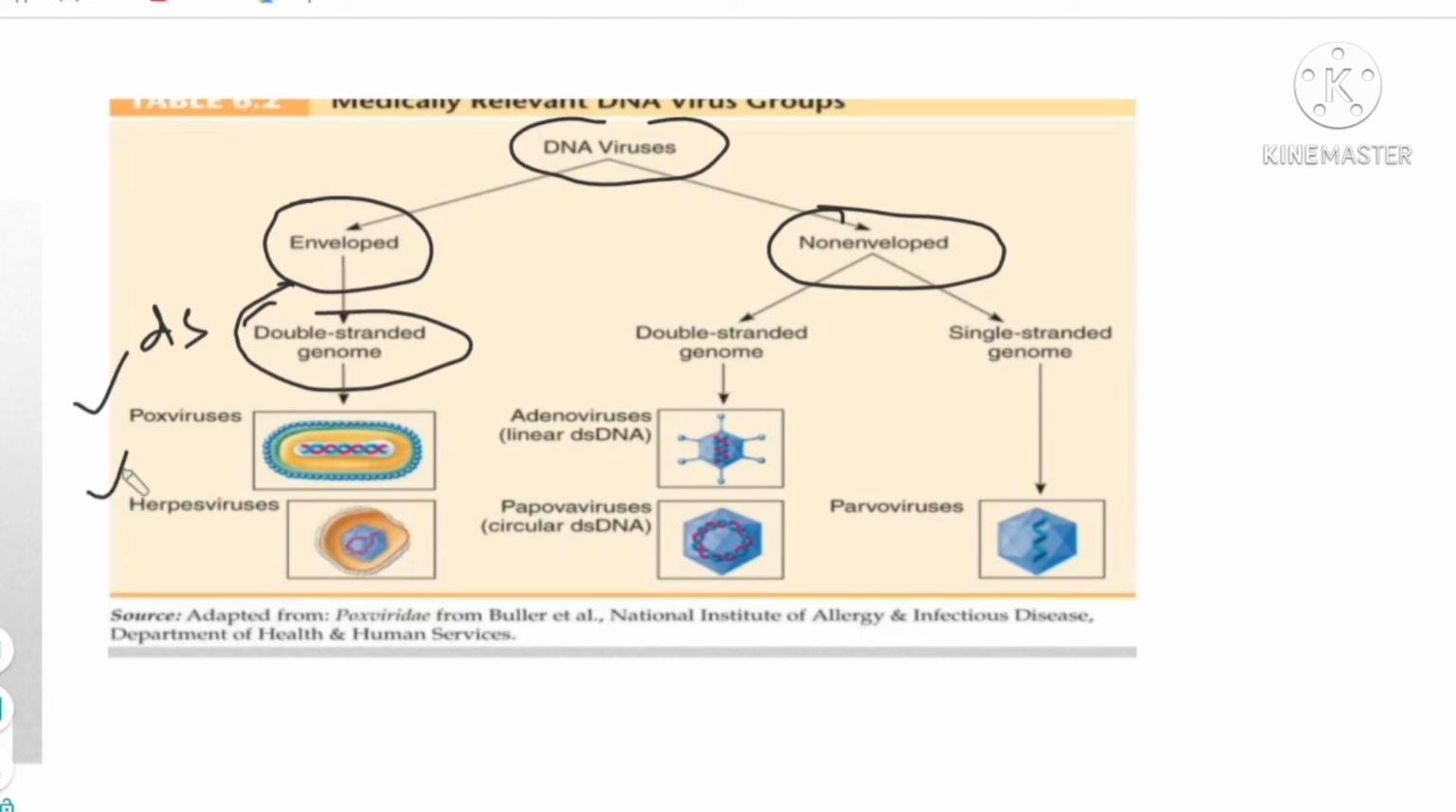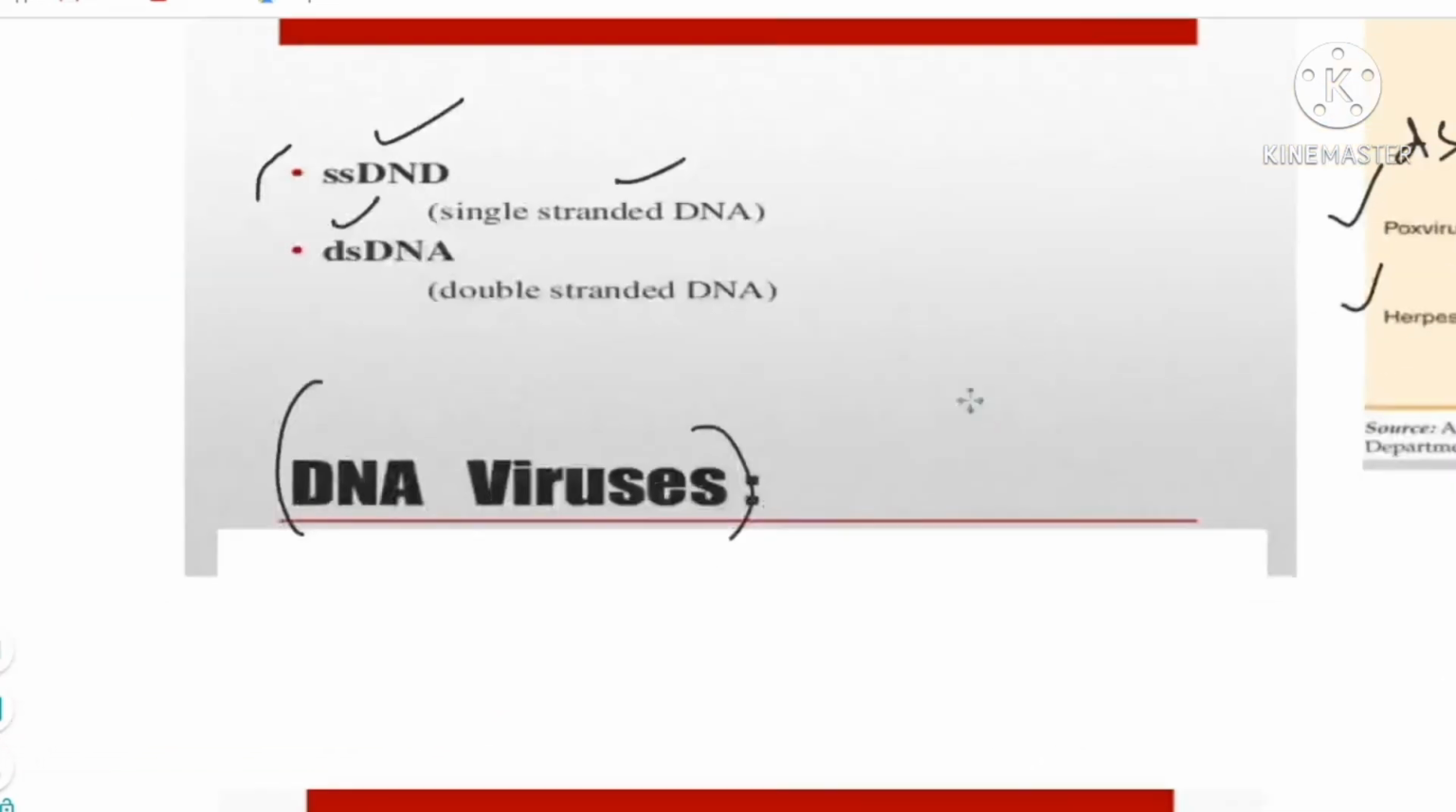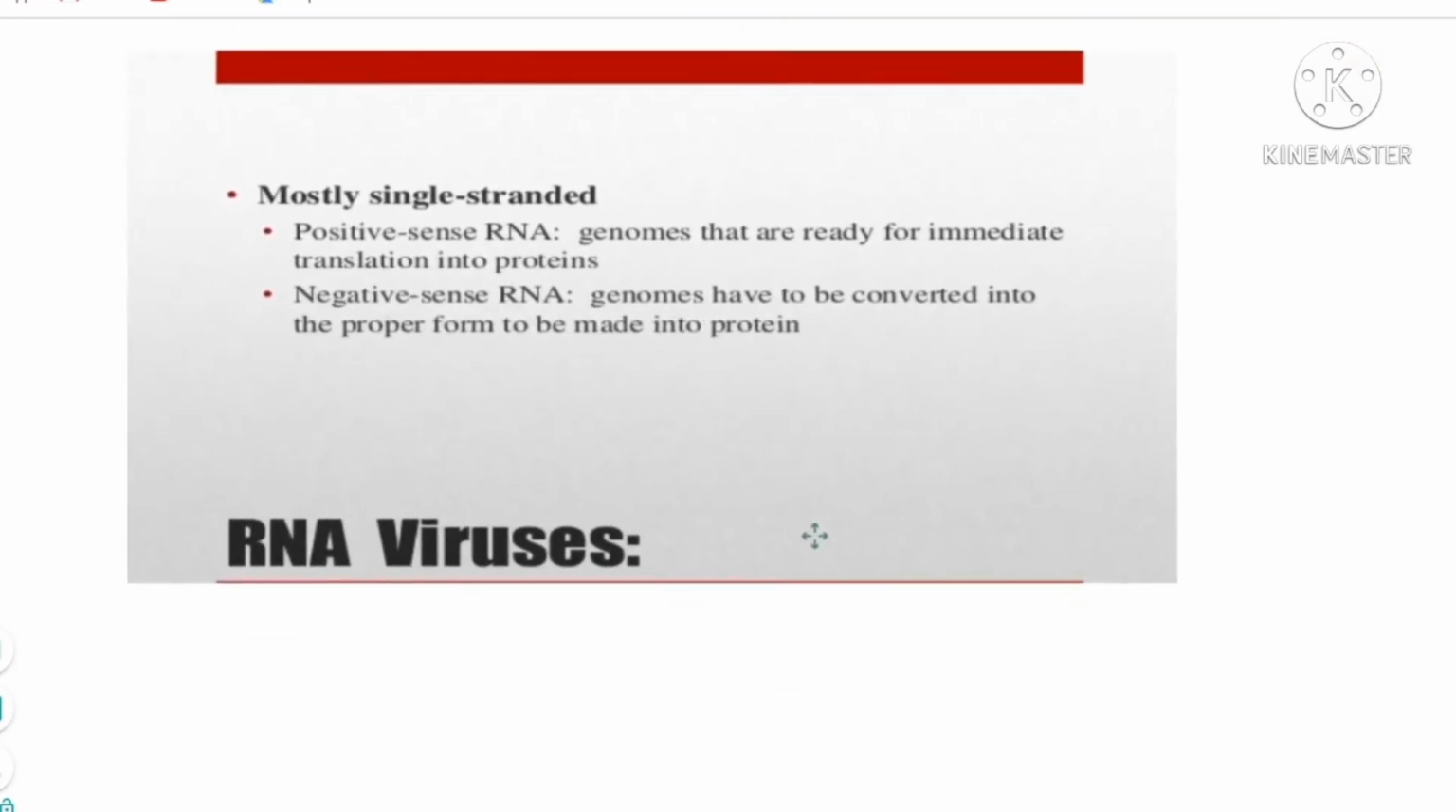Examples are pox virus and herpes virus. But non-enveloped viruses can be either double-stranded or single-stranded. Double-stranded is adenovirus. Here is papovavirus and this is parvovirus. This parvovirus has a single-stranded genome. And here is another type of nucleic acid found in viruses, that is RNA. Mostly single-stranded.